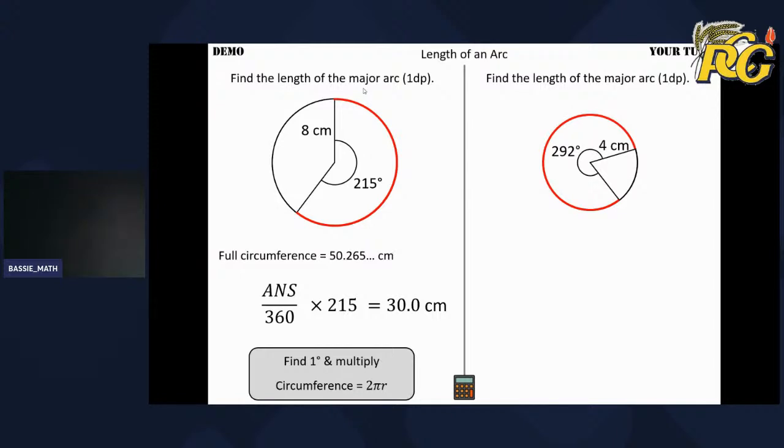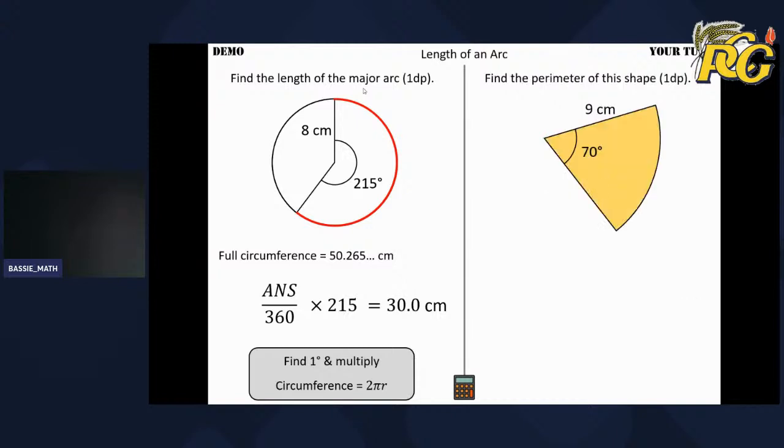Find the length of the major arc here, so that's the bigger part. So that's going to be find the circumference, multiply that by the 292 over 360, and you get 20.4.